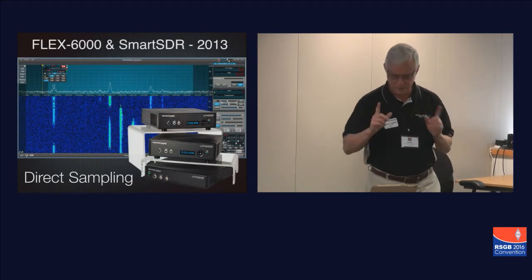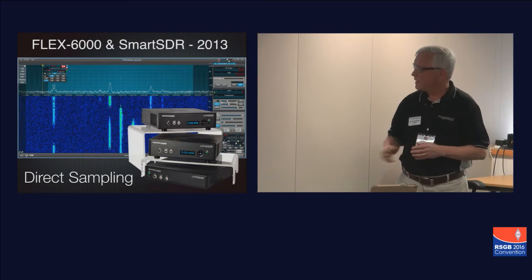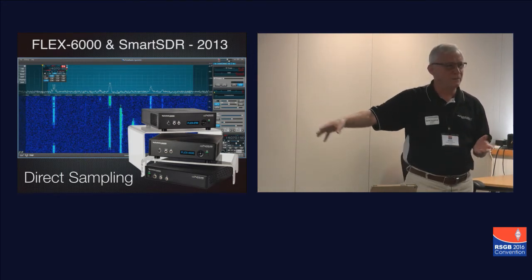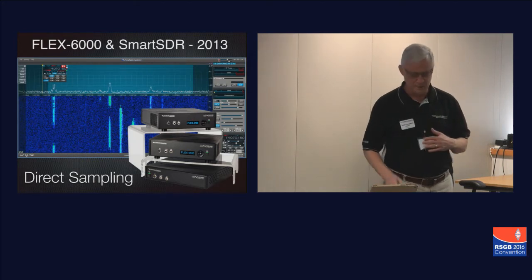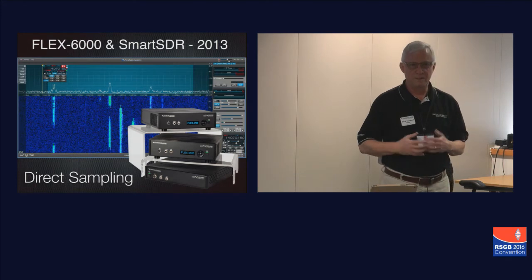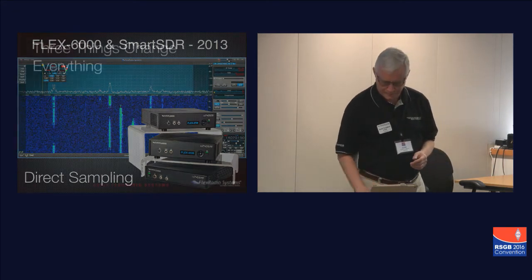And I'll talk about what three things are important to that. So there's now the 6700, the 6500, and the 6300, in the Flex 6000 series. These are all direct sampling radios, and I'll talk about what that means in a minute.